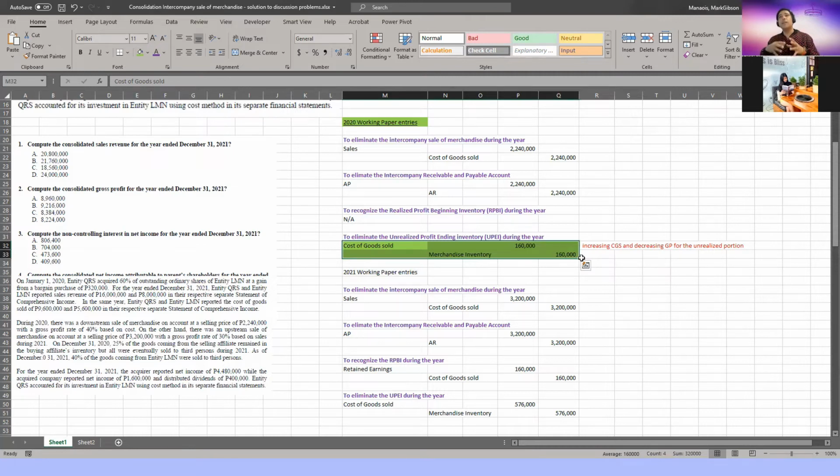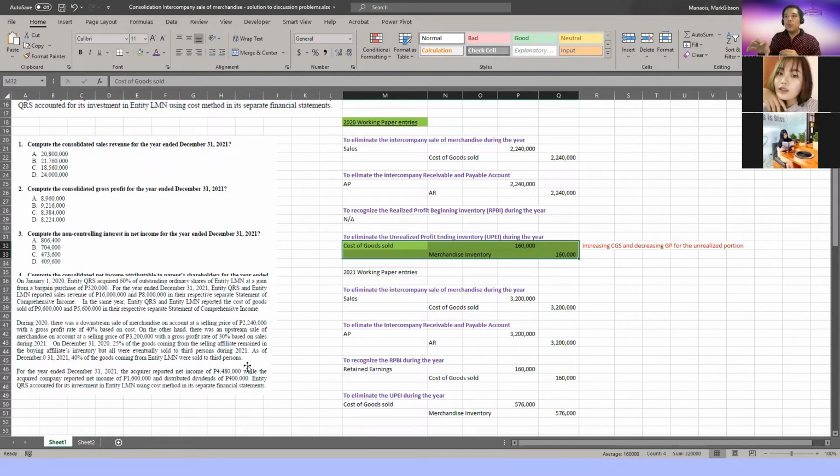Na-eliminate na natin lahat. Kailan lang ba nagiging realized tong portion na to, itong intercompany sales? So when this is sold to third party. Gaya nung kanina, sabi diyan, 40% of the goods come from entity LM and were sold to third persons. So that 40% is already realized in terms of the consolidated financial statements. Ulitin ko yung class ha. The sales between the parent to the subsidiary, realized na yan as far as the own financial statement ni parent. But then, in the consolidated financial statements, we have to eliminate them up to the extent of those remaining in the ending inventory. So, kailangan natin i-eliminate yun. Napag-usapan natin ngayon yung working paper entries for 2020.